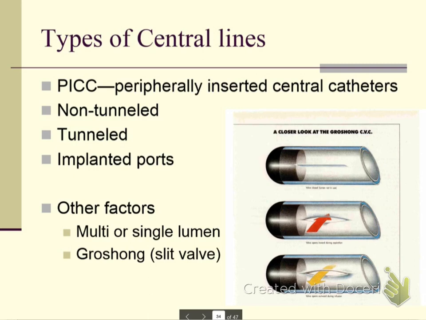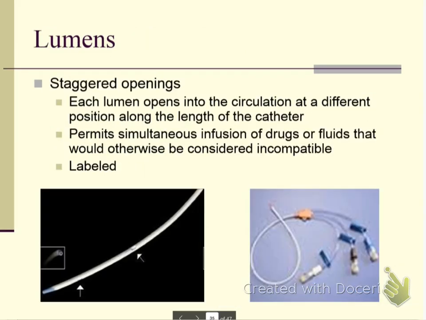The Groshong, the slit valve, it's different. It's a self-sealing valve. So just know that it's a slit valve. Here's a picture of the different lumens, if you can see up there, and the little arrows point to the different places where it comes out.